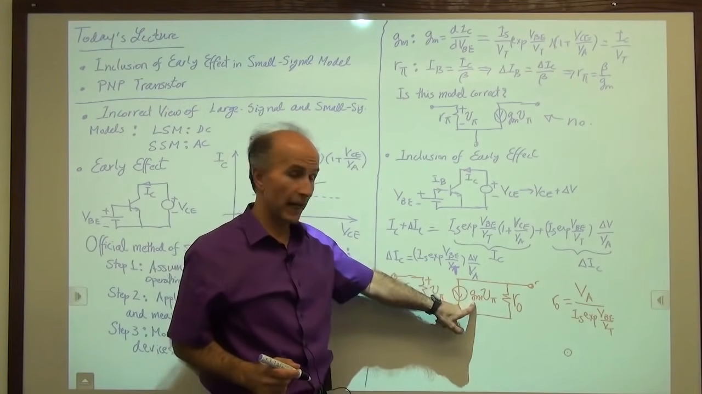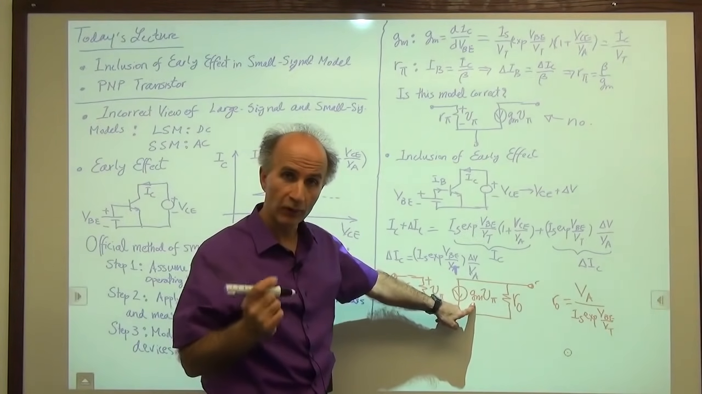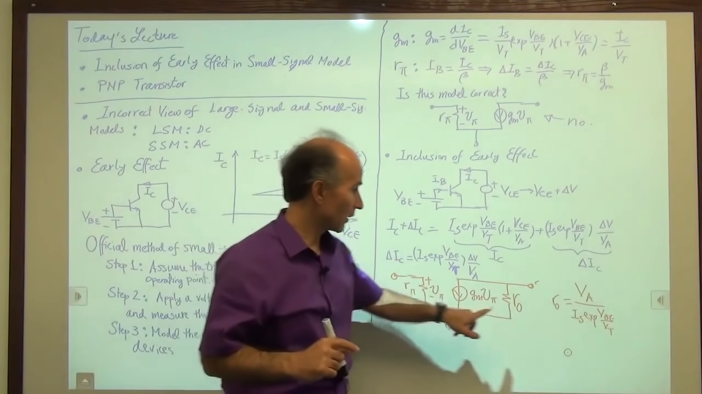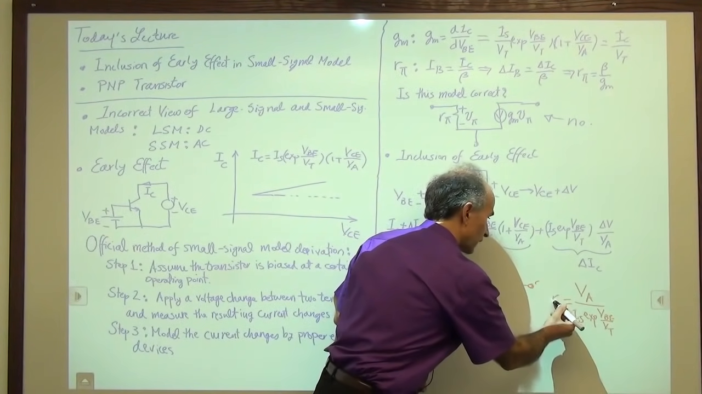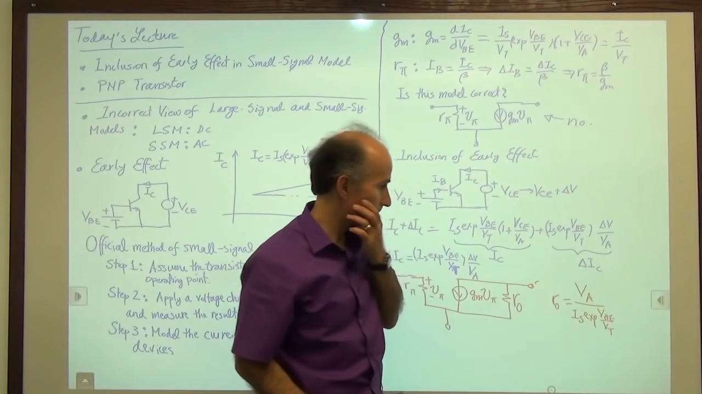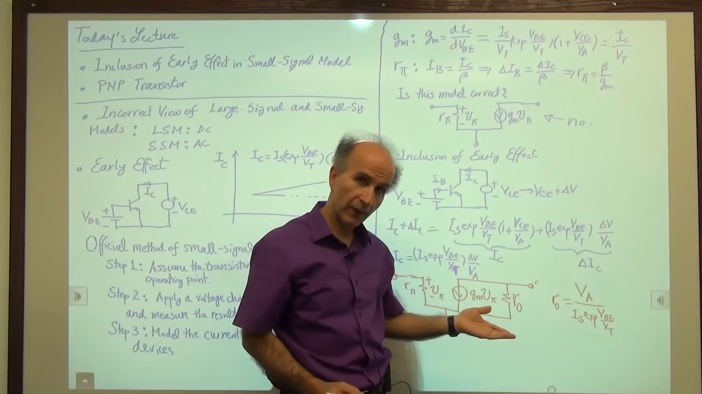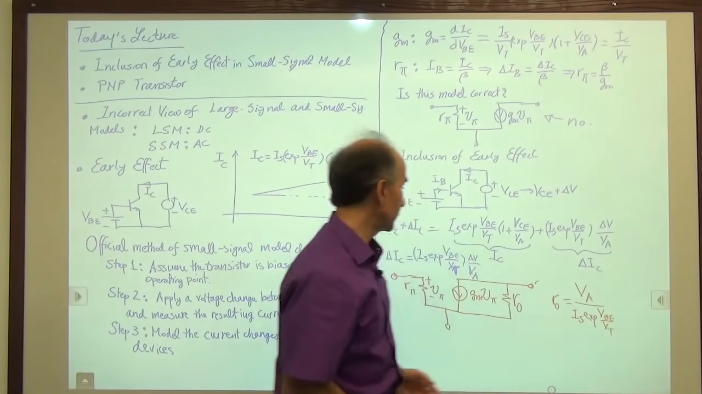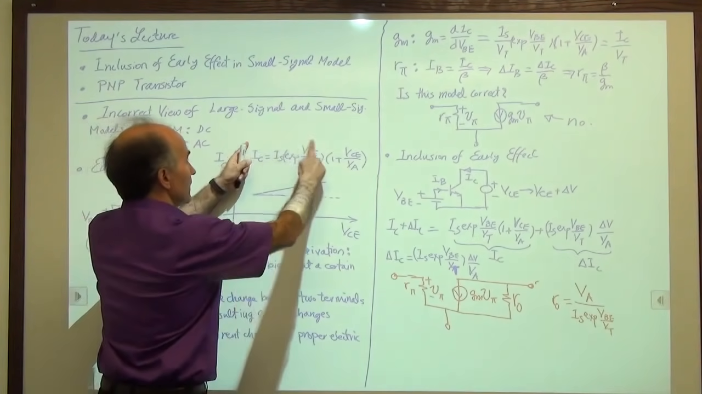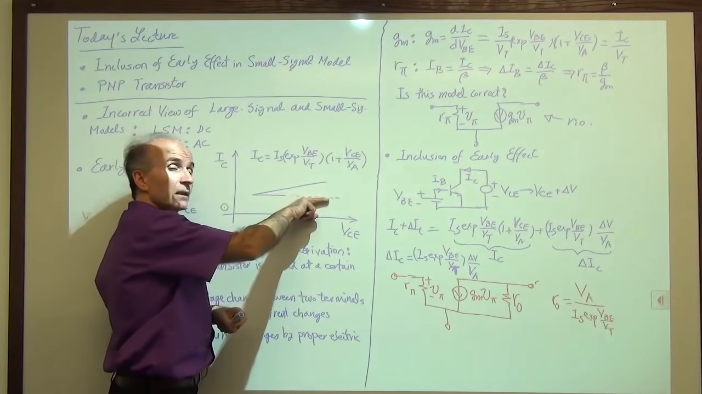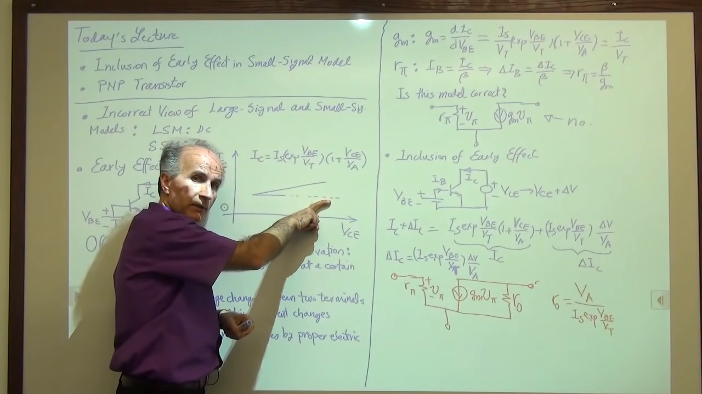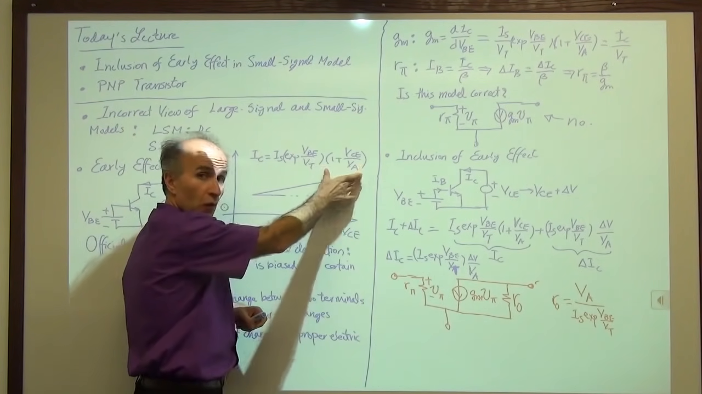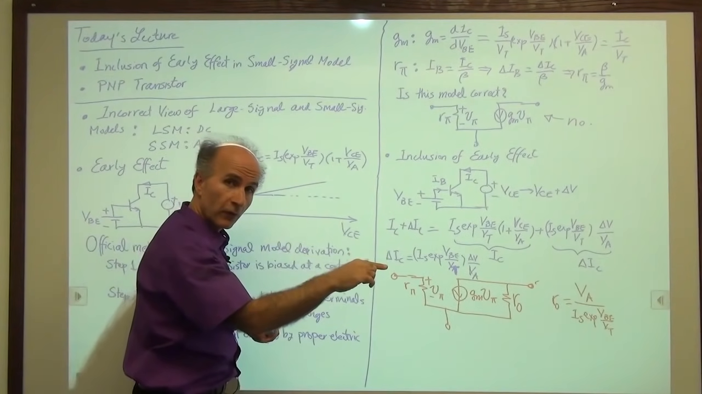So just the way gm was equal to IC over VT, and r-pi was beta over gm, ro is equal to VA, the early voltage, divided by this. Can we simplify this? Well, IS exp of VB over VT, this is our original estimate of the collector current. Not the exact value, because the exact value has this factor.